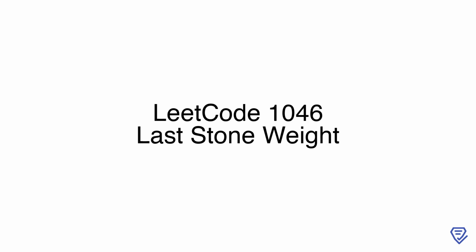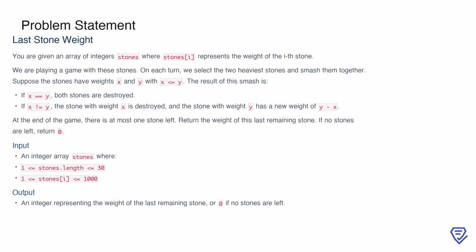Let's dive in. The problem we're solving is called last stone weight. You are given an array of integers called stones, where each element represents the weight of a particular stone. The task is to simulate a game where, in each turn, you pick the two heaviest stones and smash them together. There are two possible outcomes from this smash. If the weights of the two stones are equal, both stones are destroyed. However, if the weights are different, the lighter stone is destroyed, and the heavier stone's weight is reduced by the weight of the lighter one.